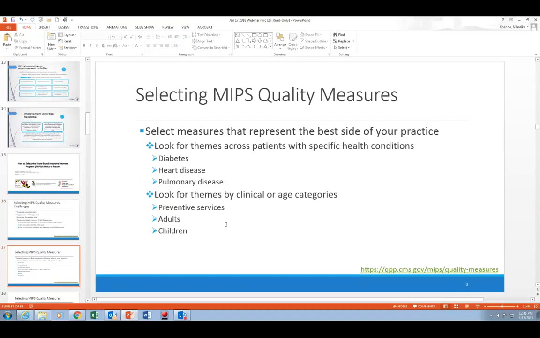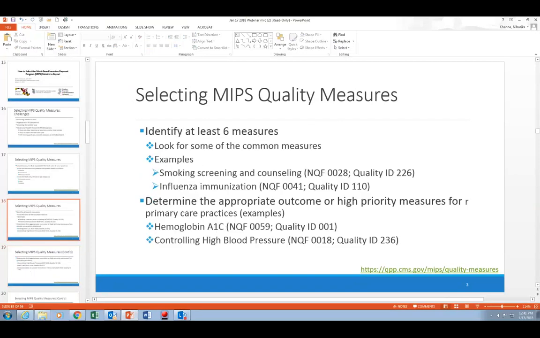So identify at least 6 measures. At least 6 measures should be reported, and some of the common examples are down here, which is smoking screening and counseling in QF 28. I'm sure everybody has seen that. Influenza immunization is another good one in QF 41. This one, you need to make sure that you've learned how to document influenza vaccines that are done outside your practice. And once you become good at that, that is a really good metric to have.